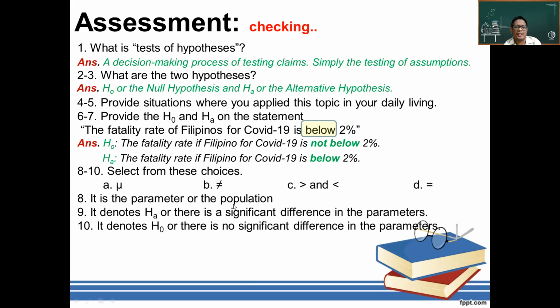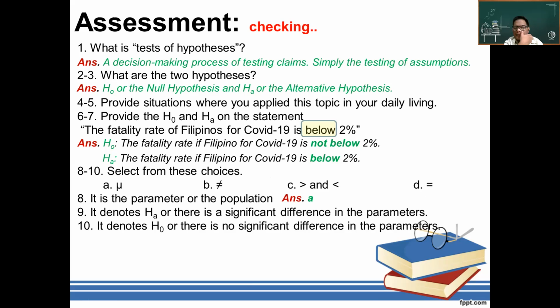For 8 to 10, select from these 4 choices. Letter A is mu. Letter B is unequal or not equal. Letter C is greater than and less than. And letter D is the equal sign. Okay, number 8. Yes, Arthur, it is the parameter of the population. Which one is that? Letter A, the mu sign.